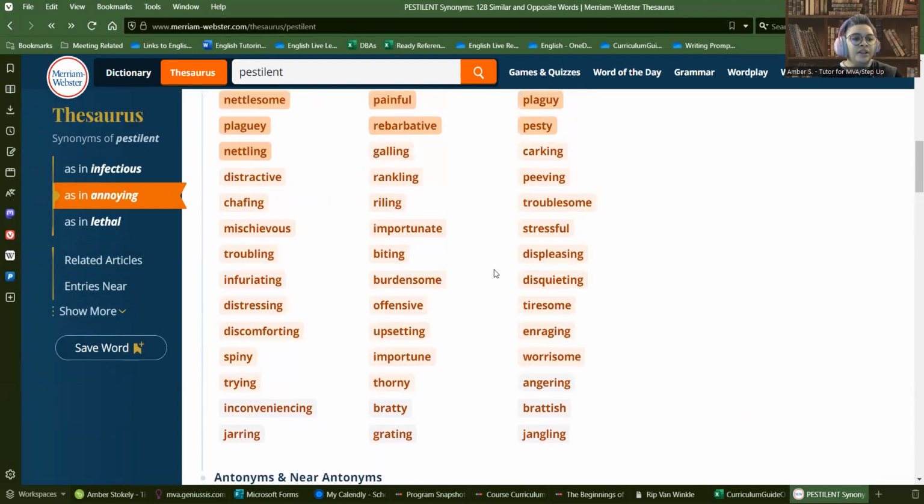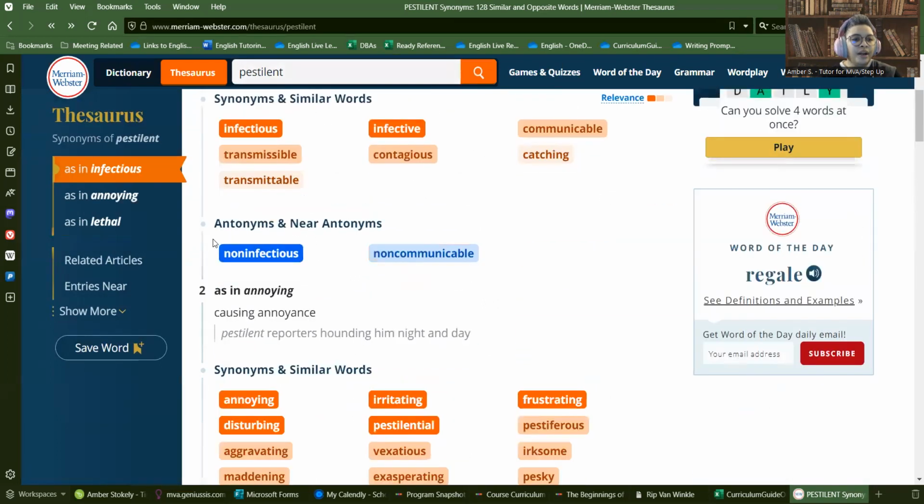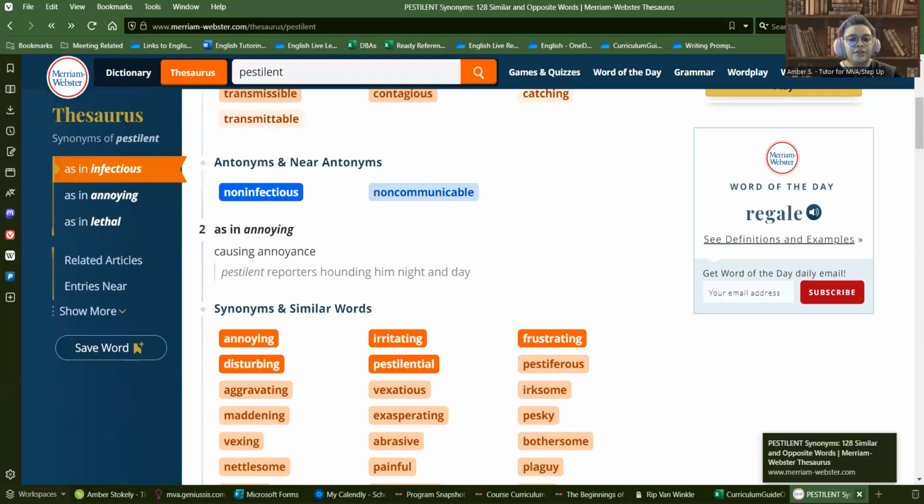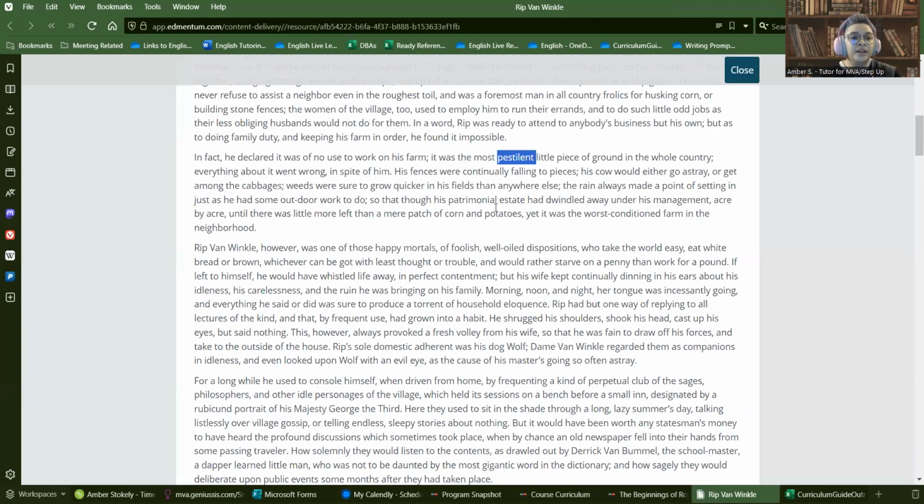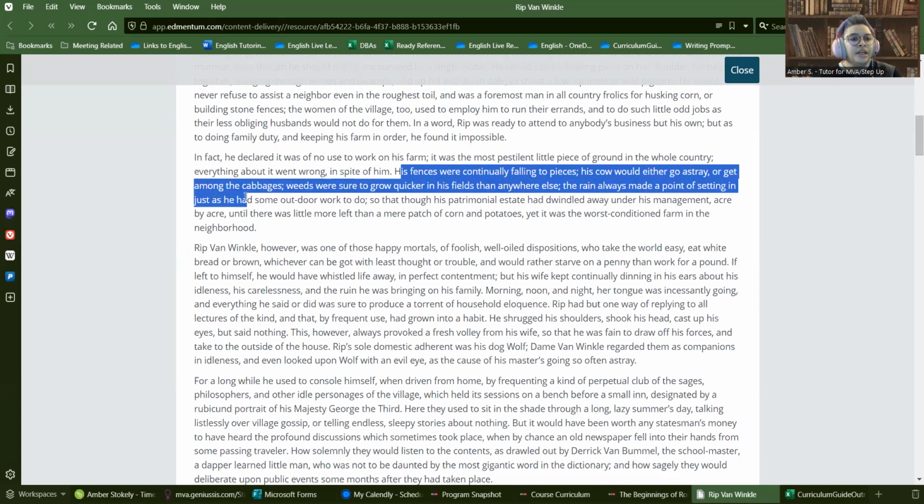In this case, it's like the death of a farm. Annoying will work too. It can also just be annoying, right? So he has a very annoying farm that isn't going to actually grow the way it's supposed to or be run easily. It says everything about it went wrong in spite of him. His fences were continually falling to pieces. His cow would either go astray or get among the cabbages. Weeds were sure to grow quicker in his fields than anywhere else, and the rain always made a point of setting in just as he had some outdoor work to do.